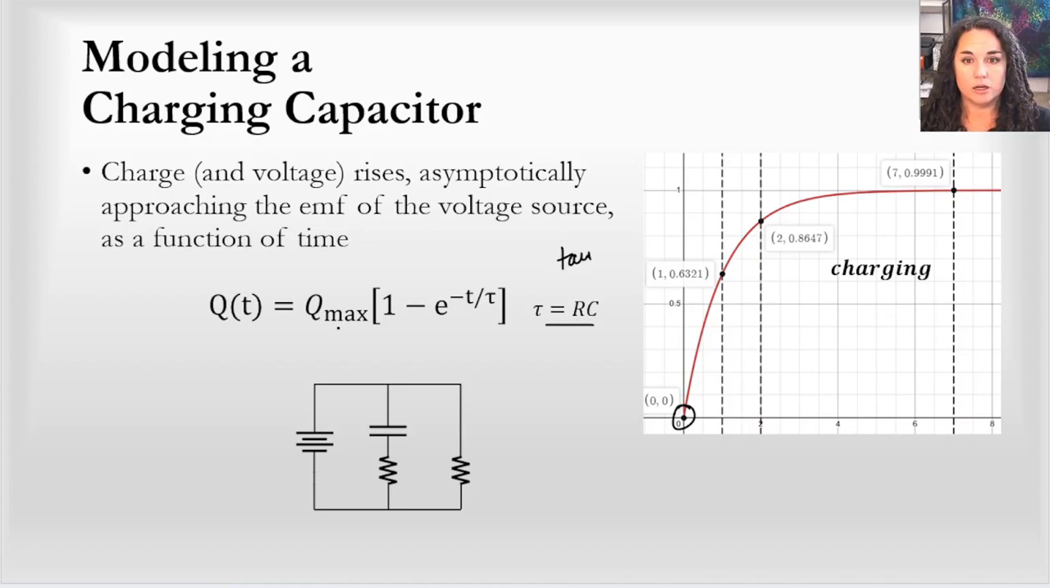Okay. So we're going to have some maximum charge over time. We can see that it reaches a maximum charge at some point, and it increases exponentially over time. And so that would be how you find a charge.